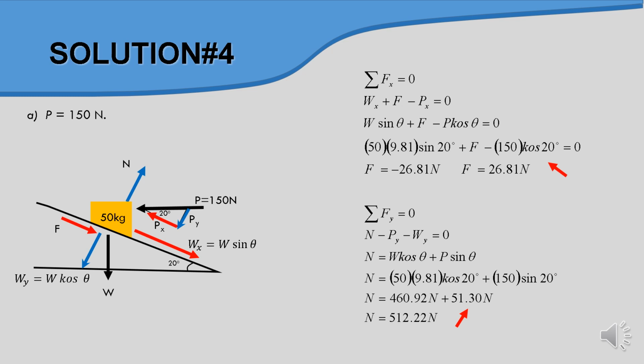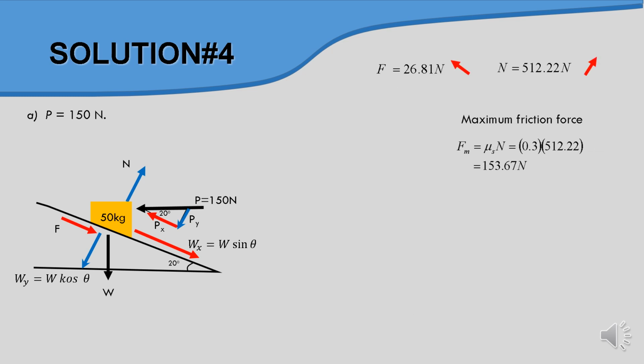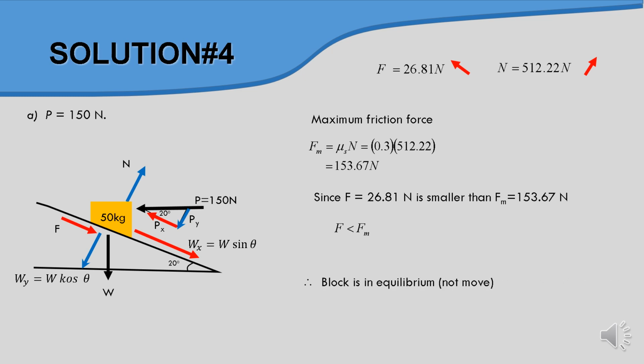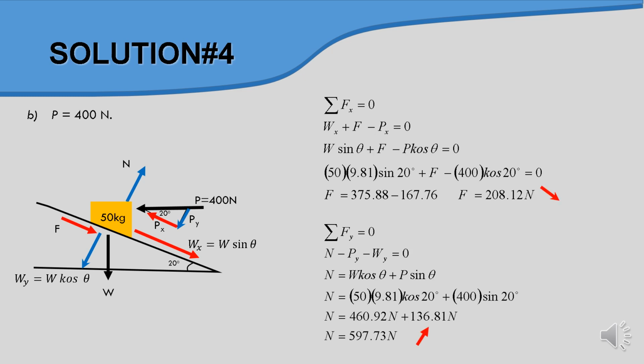And then we start to calculate the value of Fm. The value of static friction is the maximum value, whereby the value is 153.67. So this value is higher than the value we calculated just now at Fx equal to 0. So the Fm is bigger than the value of F. So we can conclude that the block is in equilibrium. It's not moved.